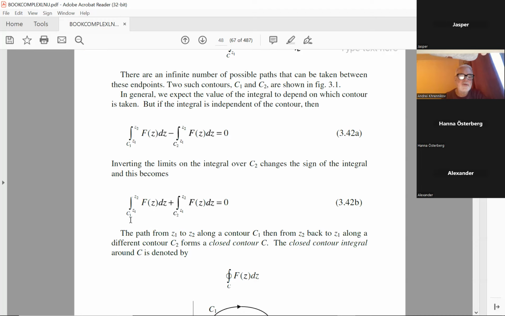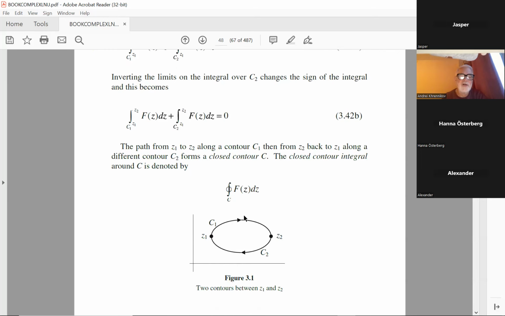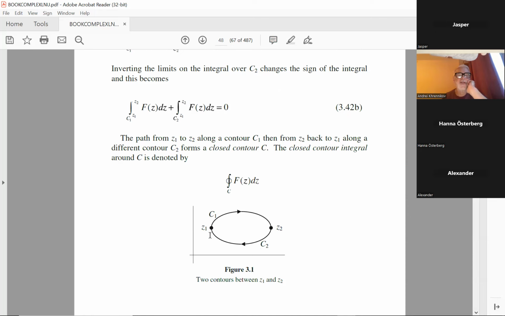So the integral over the contour, we go from Z1 to Z2, plus the integral from Z2 to Z1, the sum is equal to 0. I would not write it as a sum of integrals, but just remember that one integral goes from this point to this, and the second goes from this point to this. Then the sum is 0. So we are interested in such functions that integrals over closed contours are equal to 0.